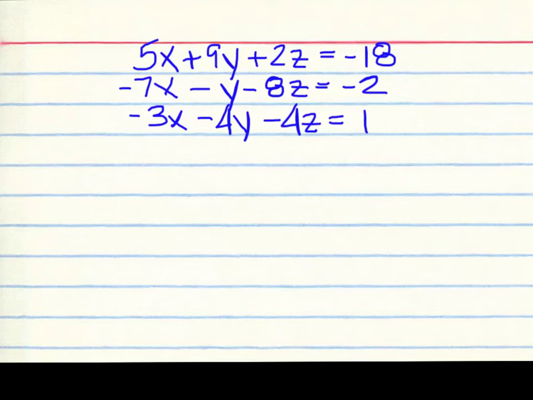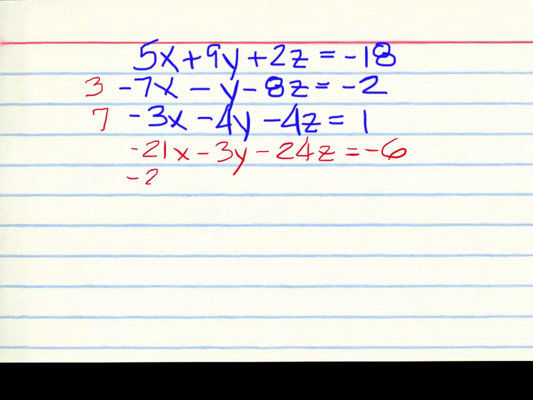On this problem, if you start at the bottom 2, you're going to have to multiply by 3 here and then 7. And on that middle equation, it's a negative 21x minus 3y and minus 24z. And that's a negative 6. Then on the bottom one, it's negative 21x minus 28y minus 28z equals 7.